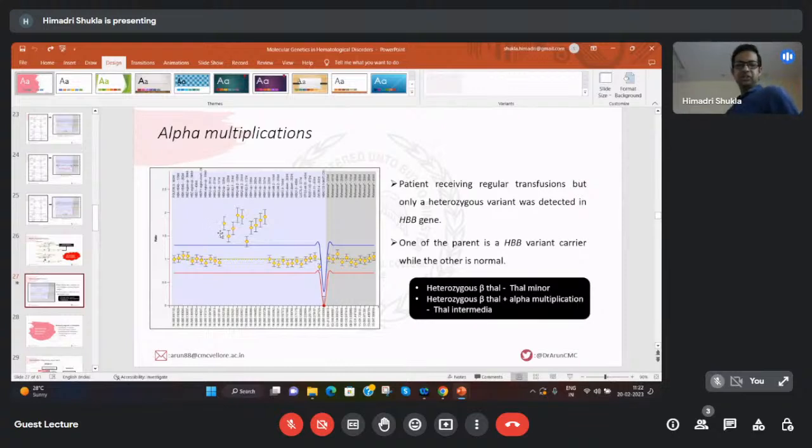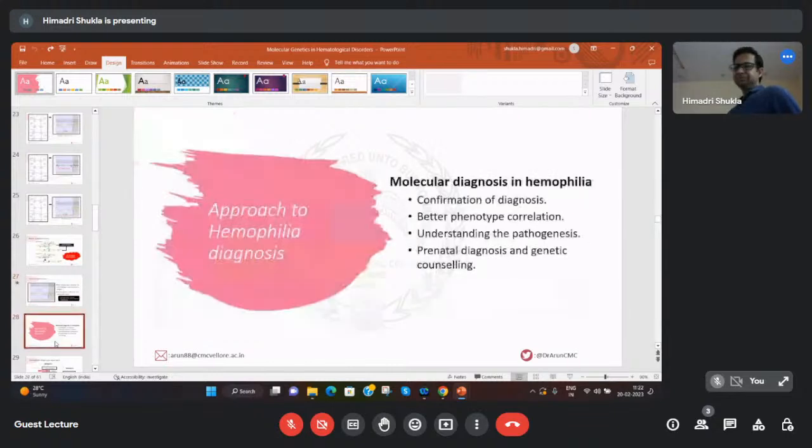So here you can see the ratio is 1.5 or even 2, which means there is a multiplication. Okay? So that was just to give you some idea on what we do in thalassemia. In hemophilia, again, for the same reasons, we do the molecular diagnosis.